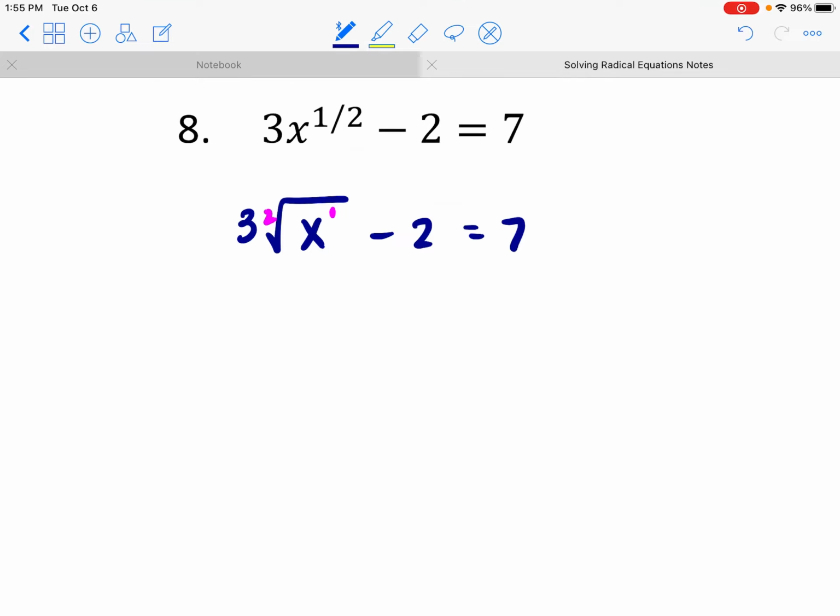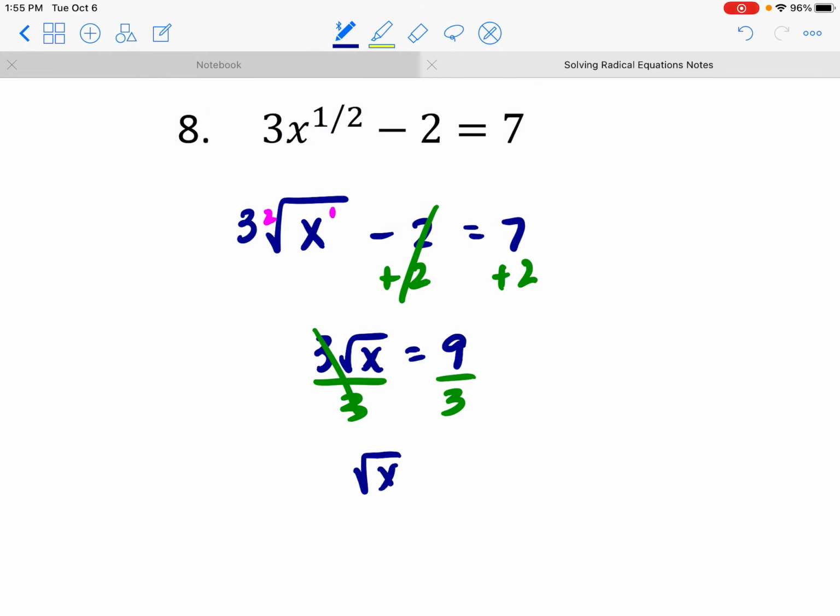So we want to get that square root by itself. We're going to add 2 to both sides. That gives me 3 times my square root of x equal to 9. Now I can get rid of the 3, so divide both sides by 3. That gives me square root of x equal to 3.